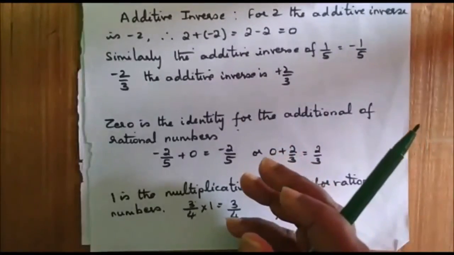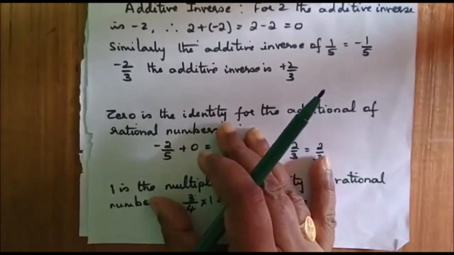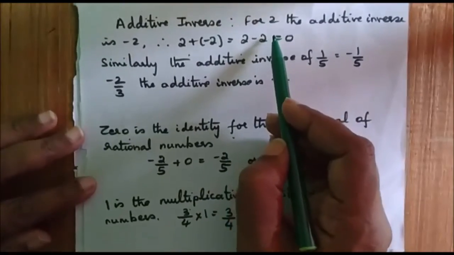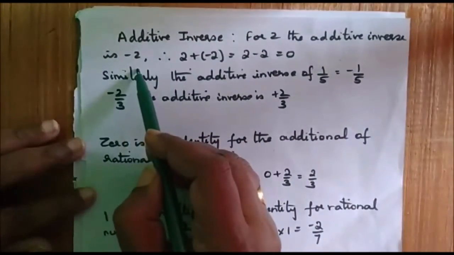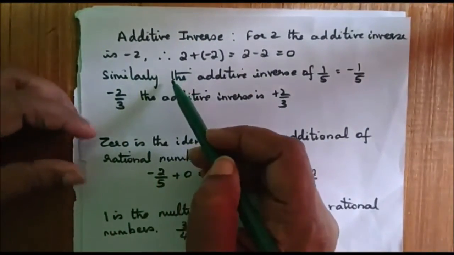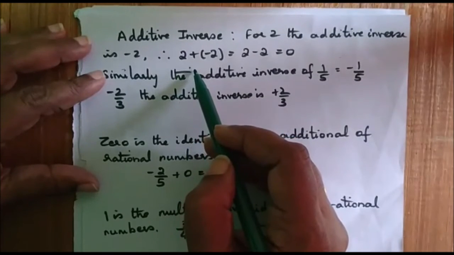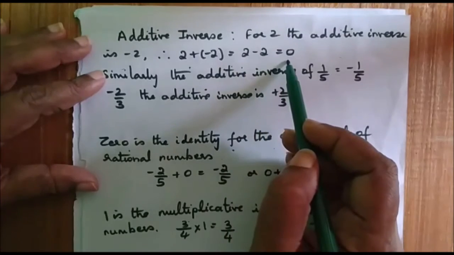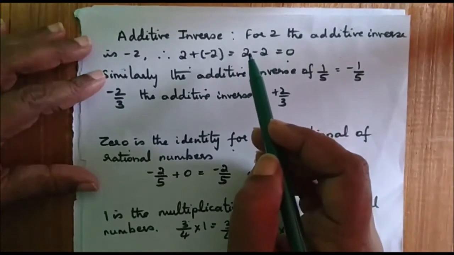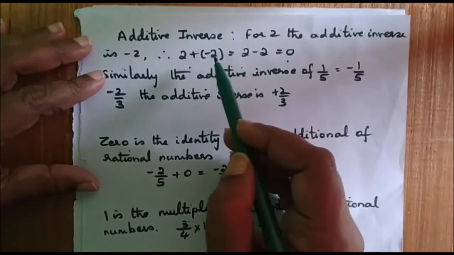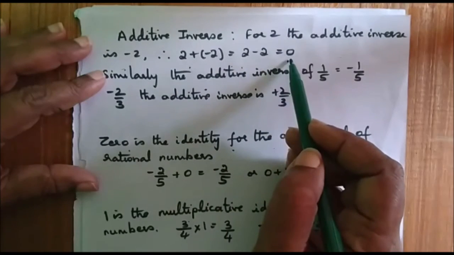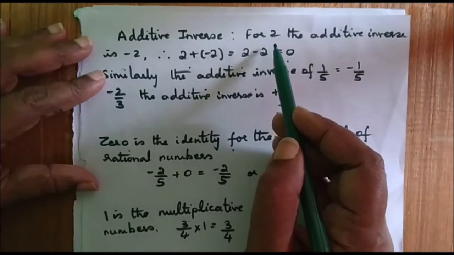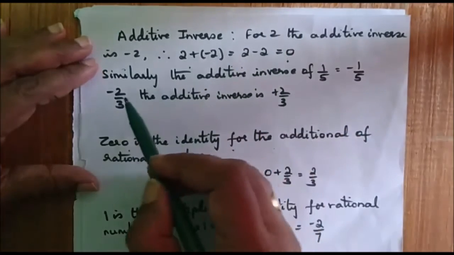Now we'll go to the next one, that is additive inverse. For the number 2, the additive inverse is minus 2. You would have learnt in your lower classes. 2 plus of minus 2 is equal to 2 minus 2, which is equal to 0. So what is the number that I should add to 2 so that I get the answer 0? Minus 2. So the additive inverse for 2 is minus 2.